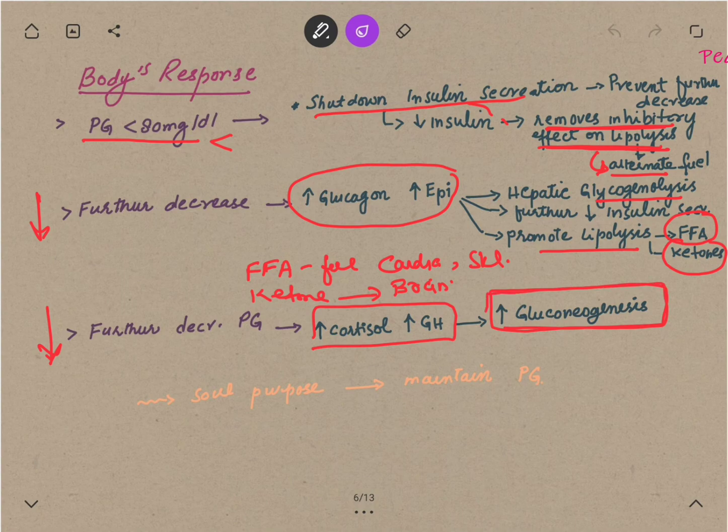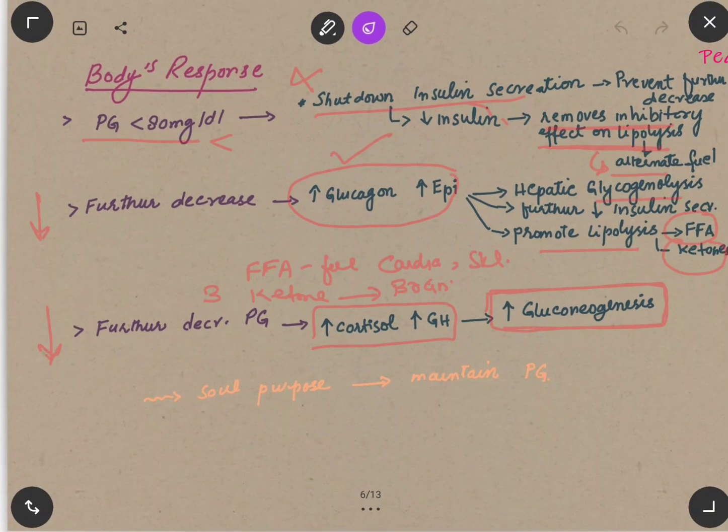So it happens in three steps. First, insulin secretion is shut down. Second, glucagon and epinephrine break down glycogen. And at the third step, there is gluconeogenesis.